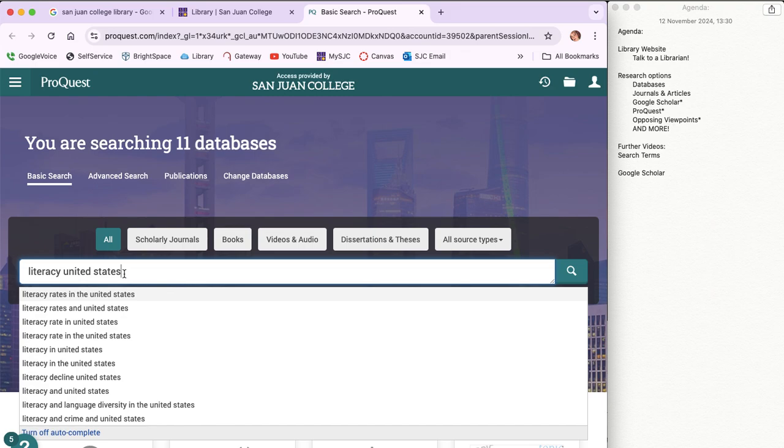So my first thought was, well, I want to know about literacy. I am thinking about it in terms of what De La Peña said. But if he's talking about American literacy, I also want to keep it to that space. So I'm going to look at the United States. And as you can see, it brought up supports for me. So it says that I should look at literacy rates in the United States.